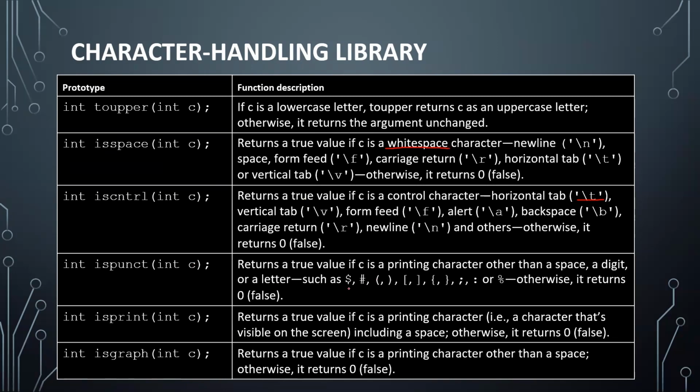Ispunct returns true if it is basically any symbol. Isprint determines if it is a printable character, so something that is visible on your screen. Now this does include your space. It would be false for something like an alert or a beep. Isgraph returns a true value if it is a printing character other than a space. And again, most of these return trues and falses. The toupper and the tolower do actually manipulate the character itself.